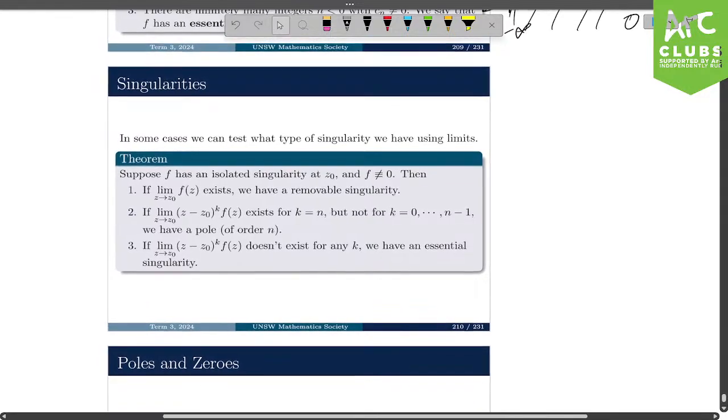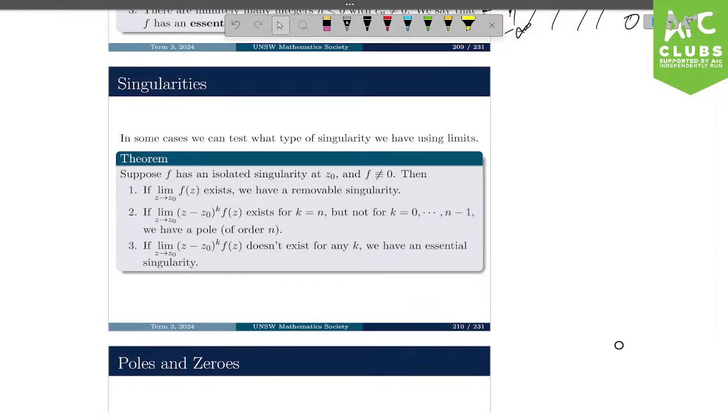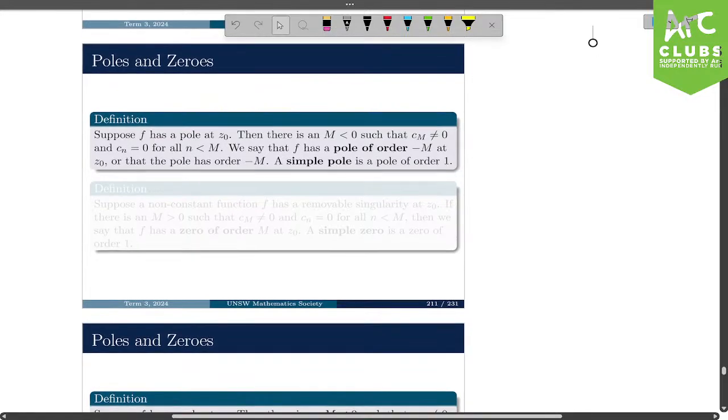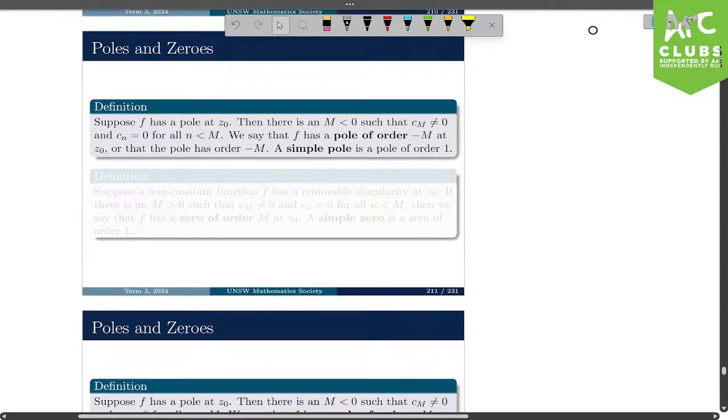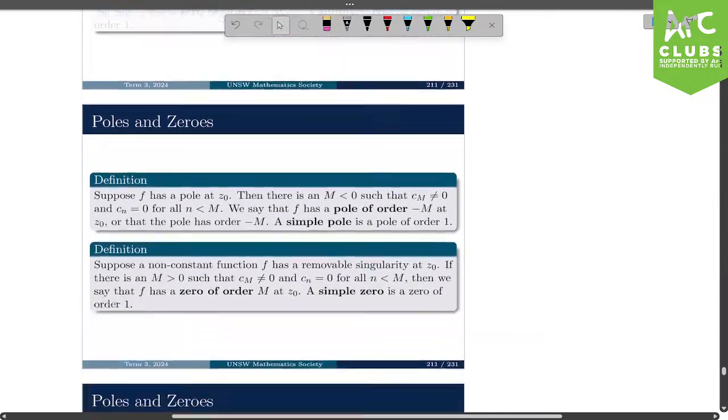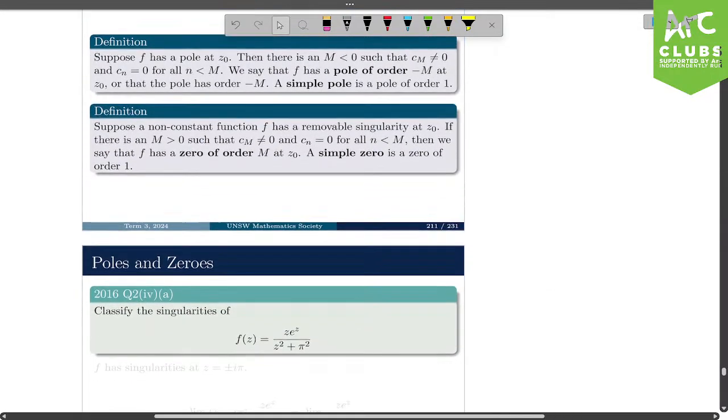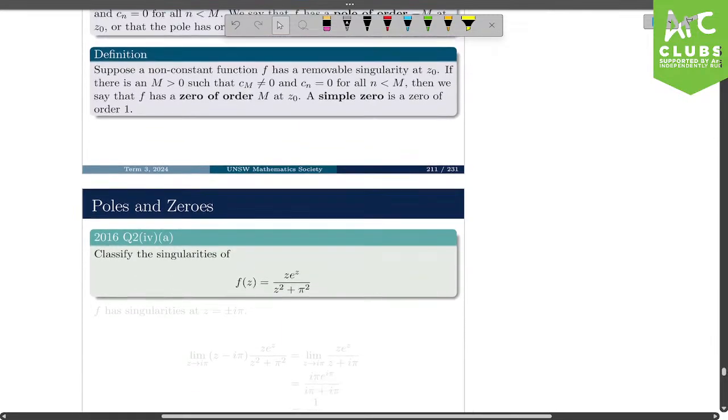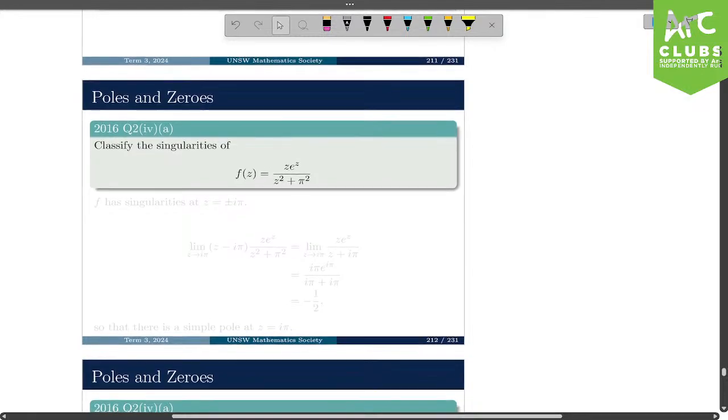A few theorems. If a limit exists, it has a removable singularity. If you multiply it by z minus that value to some power of k, then at k as n, it has a pole of order n. But if that never exists, then it is an essential singularity. That's how we like to define it. Poles of orders, that's just the multiplicity of zeros and poles. Lovely stuff. Simple is a nice way of 1. So, moving forwards, we got poles and zeros.